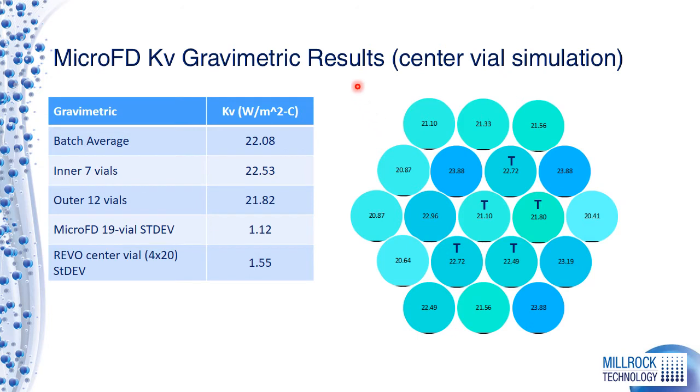If we look at gravimetric results using LyoSim in a microfreeze dryer, here's a heat map of Kv across the batch at minus 20 degrees. We have a batch average of the Kv being 22.08. Inner 7 vials are 22.53. The outer 12 vials are 21.82. Very close standard deviation and correlation. All 19 vials in this case behave like center vials.